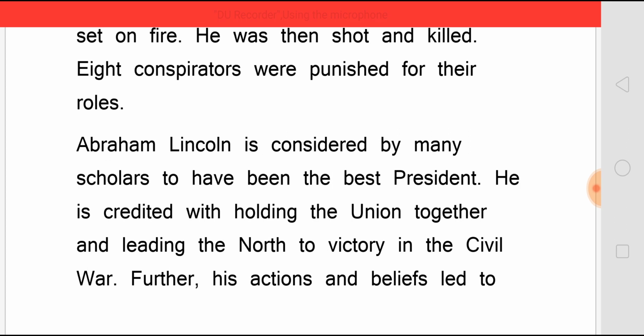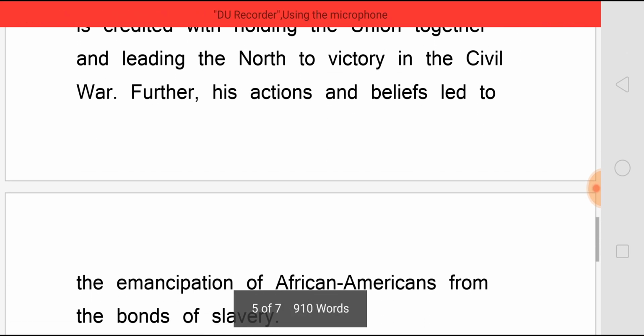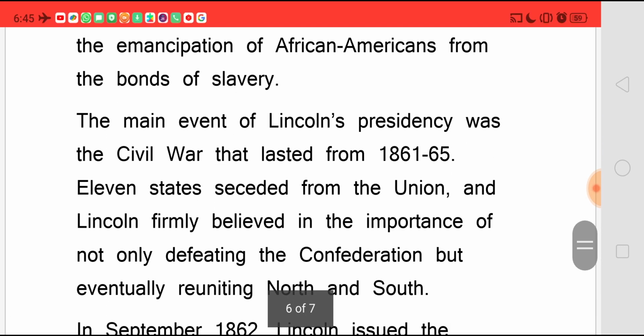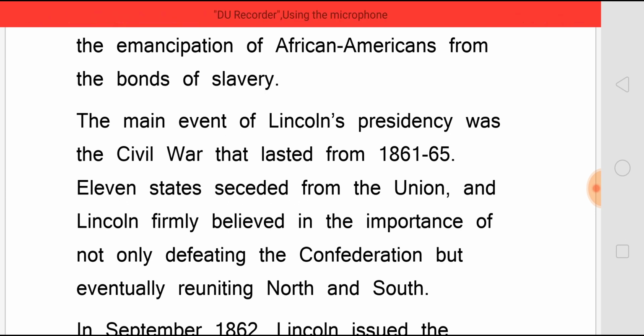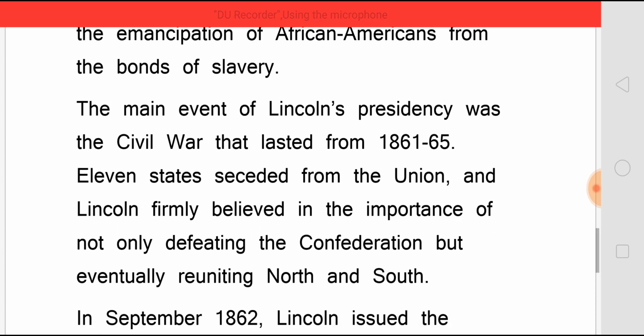Abraham Lincoln is considered by many scholars to have been the best president. He is credited with holding the Union together and leading the North to victory in the Civil War. Further, his actions and beliefs led to the emancipation of African Americans from the bonds of slavery. The main event of Lincoln's presidency was the Civil War that lasted from 1861 to 65. 11 states seceded from the Union, and Lincoln firmly believed in the importance of not only defeating the Confederation but eventually reuniting North and South.